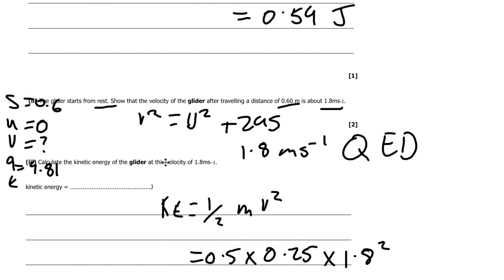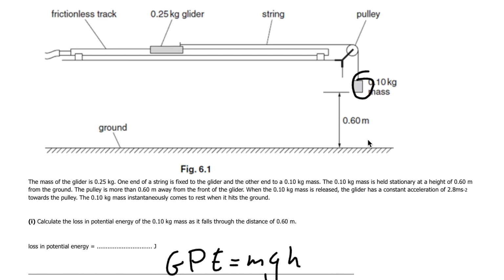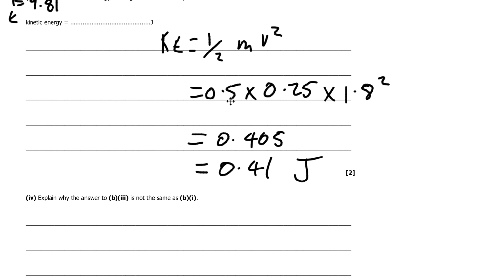Next up, we're calculating the kinetic energy of the glider, and not to be confused with the kinetic energy of the mass there. So we're talking about the glider. So we've got to make sure we use the right mass there. So we do the half, 0.5, times the mass times the velocity squared. We're told what the velocity is, and that's our answer here.